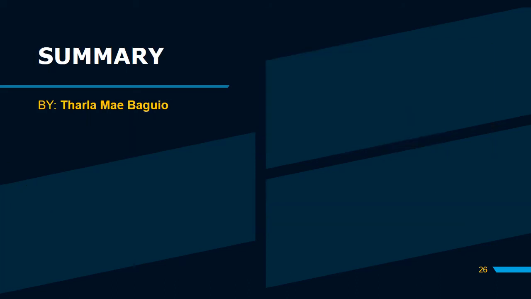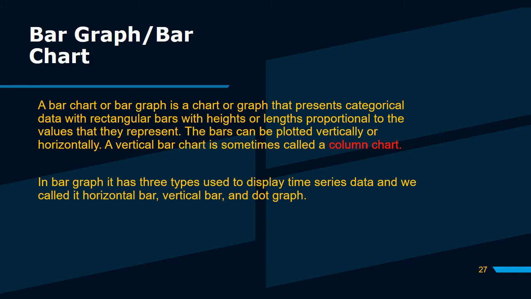To give the summary of what we have discussed: to sum it all up, a bar chart is a graph or a chart that represents categorical data in rectangular bars with heights or lengths proportional to the values that they represent. The bars can be plotted vertically or horizontally. A vertical bar is sometimes called a column chart.